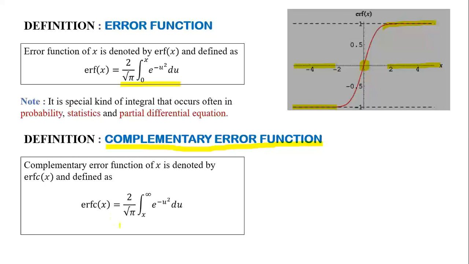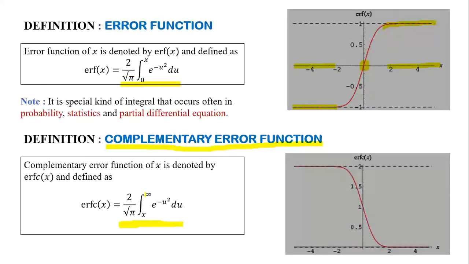You can see the only difference between this error function and complement error function is in the limits of the integral. In case of error function, your limits are from 0 to x, and in case of complement error function, your limits are from x to infinity. And the graph is like this, and from the graph you can see the complement error function takes value 0 when x tends to infinity. For x is equal to 0, the complement error function takes value 1, and for x is equal to minus infinity, your complement error function takes value as 2.